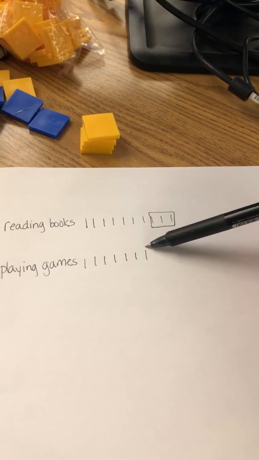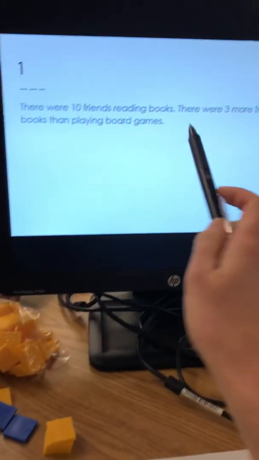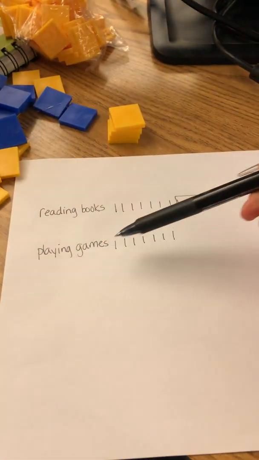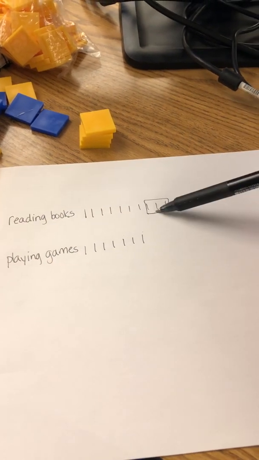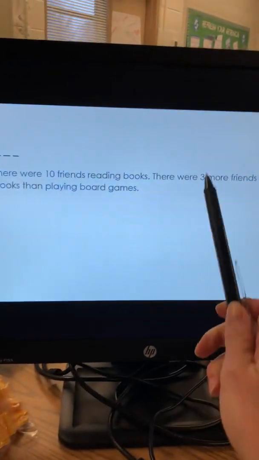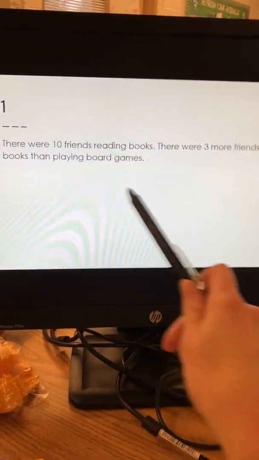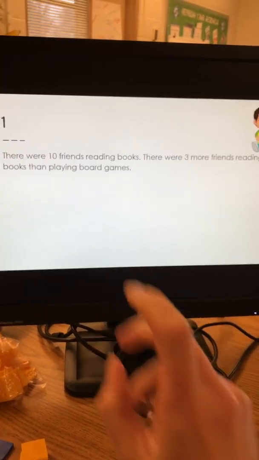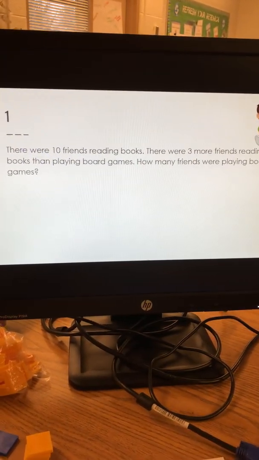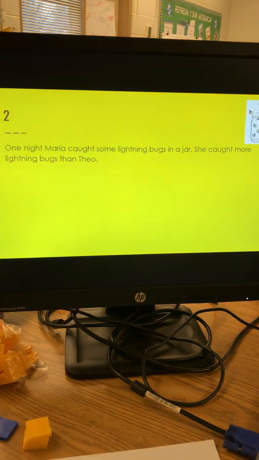And how I know that and how I can prove that is by going back to my original quantity: there were 3 more friends reading books. Are there 3 more friends reading books? Yes, because 3 more than 7 is 10. Now remember, if we were just teaching keywords, students would take 10, take 3, and add them together. But they really have to understand the situation that's occurring here in order to answer that question of how many friends are playing board games. All right, let's try another one.